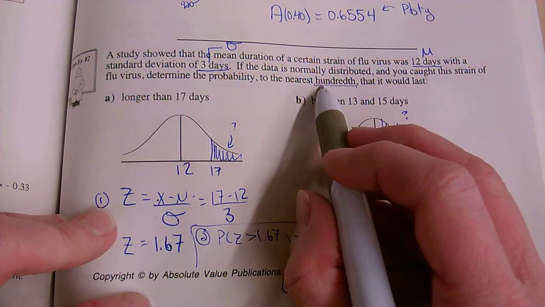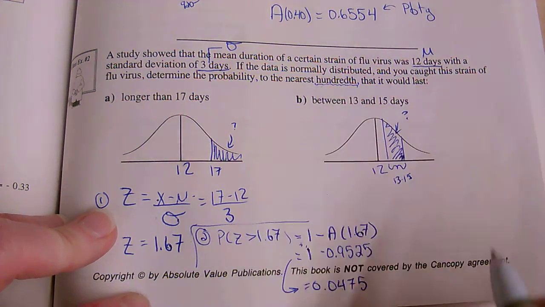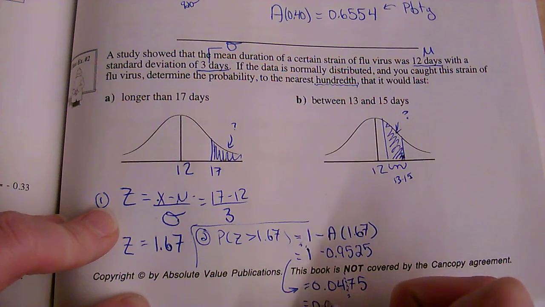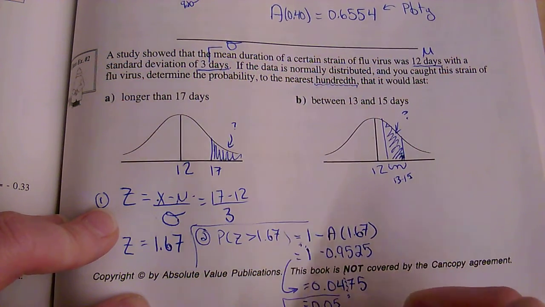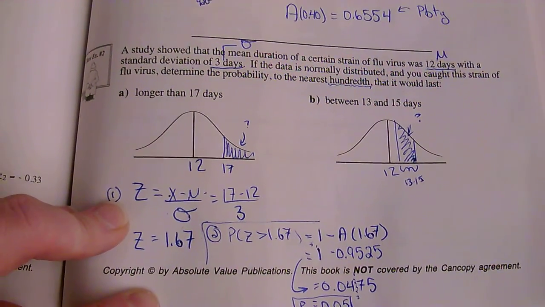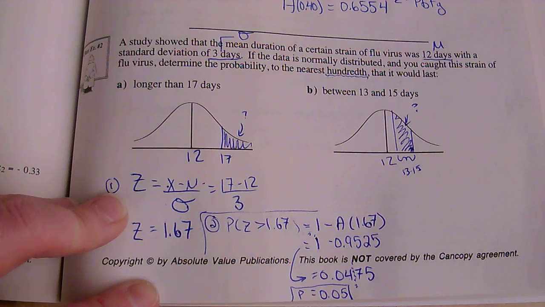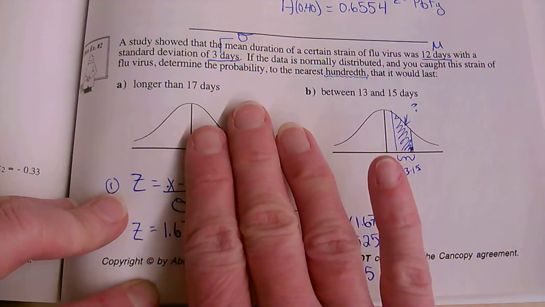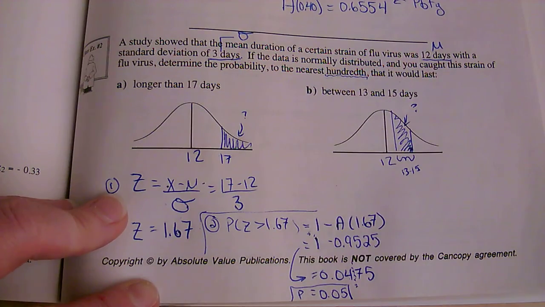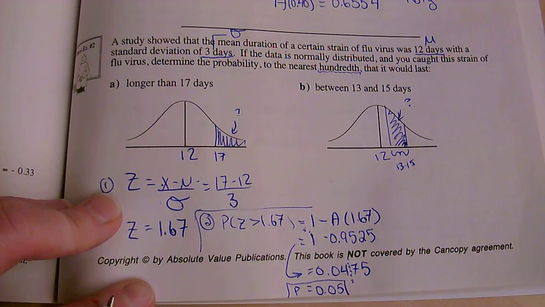Now here's where I need to revisit what the question stated. It said to the nearest hundredth. Okay, so that means that 7 is going to round up that 4, and my final answer will be 0.05. So the probability will be 0.05. Okay, so that was the part A, which was a greater than situation. Now we want to know between 13 and 15 days.